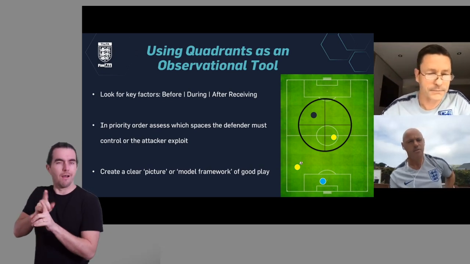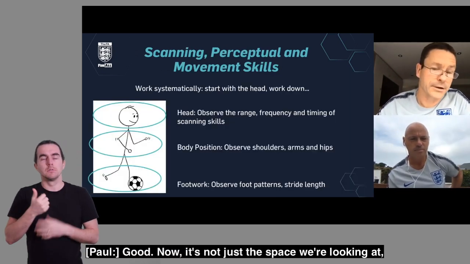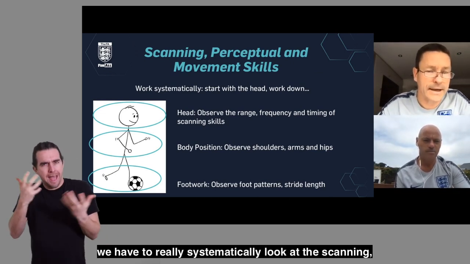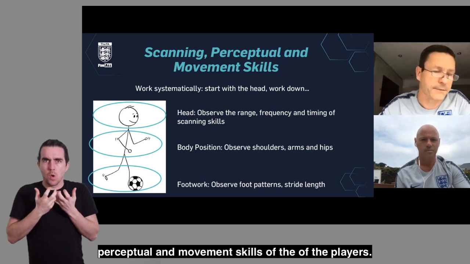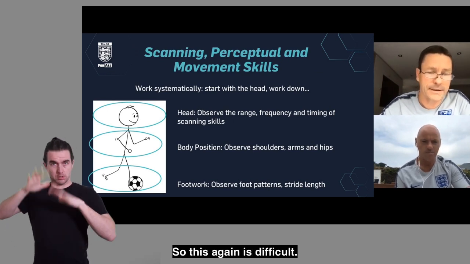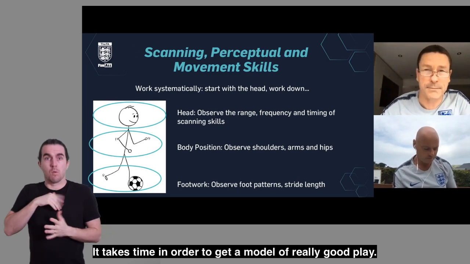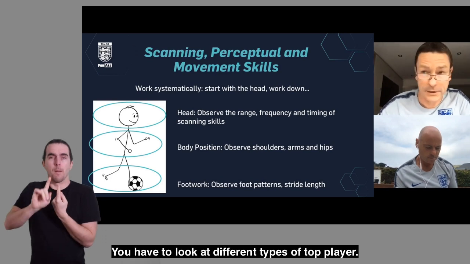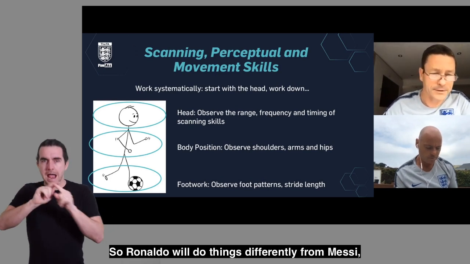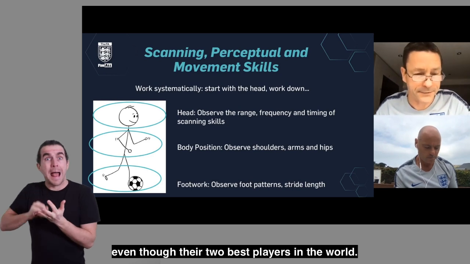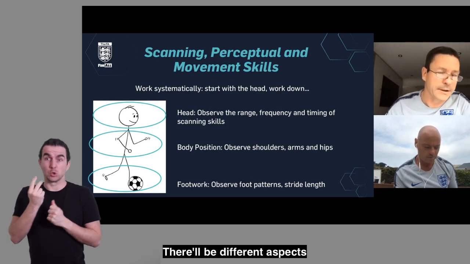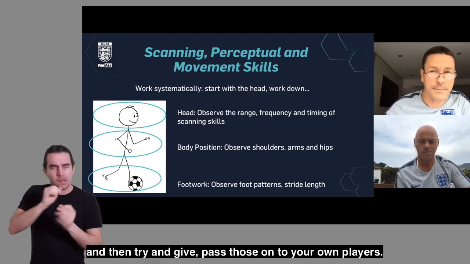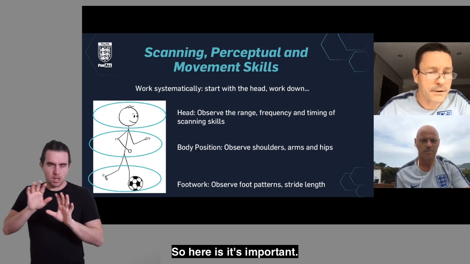Yeah. Brilliant. Now, it's not just the space we're looking at. We have to systematically look at the scanning, perceptual, and movement skills of the players. This, again, is difficult. It takes time. In order to get a model of really good play, you have to look at the top players, and not just one top player, you have to look at different types of top player. Ronaldo will do things differently from Messi, even though they're the two best players in the world. There'll be different aspects that you can learn about each player, and then try and pass those on to your own players.